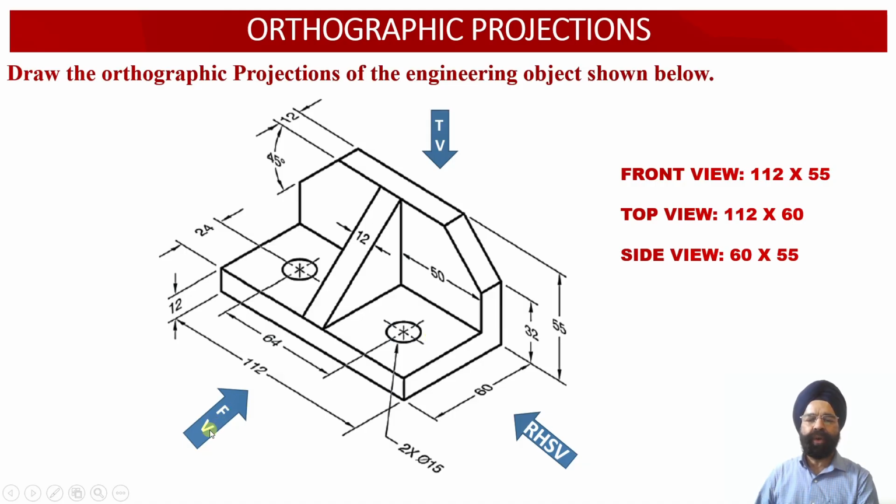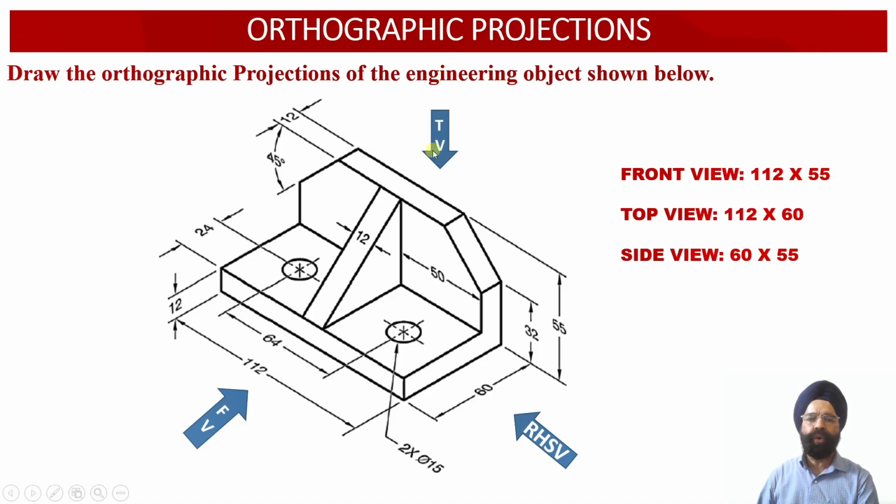As we look at the solid from the front view orientation, we observe that the width of the solid is equal to 112 millimeter, while the height of the solid is equal to 55 millimeter. So the front view face dimensions are 112 millimeter by 55 millimeter.